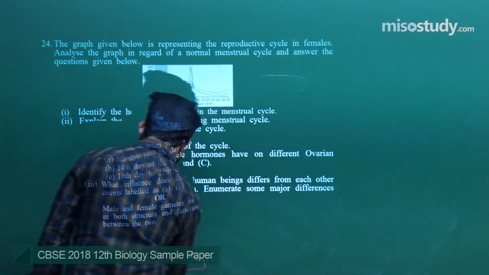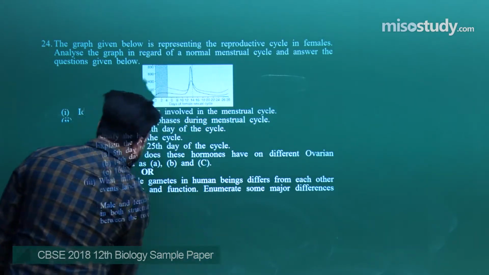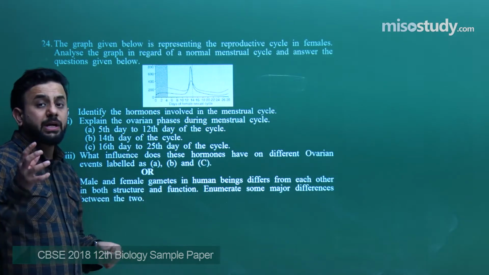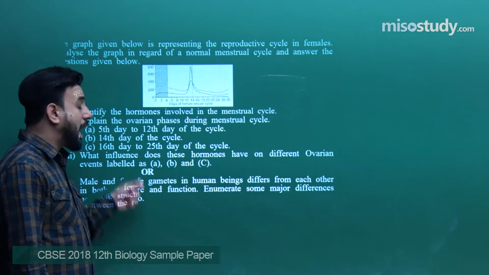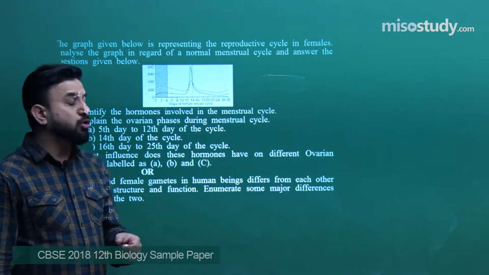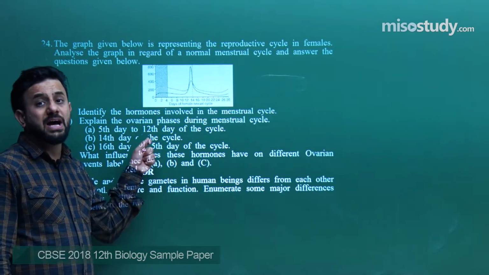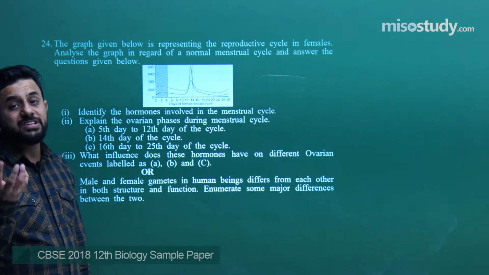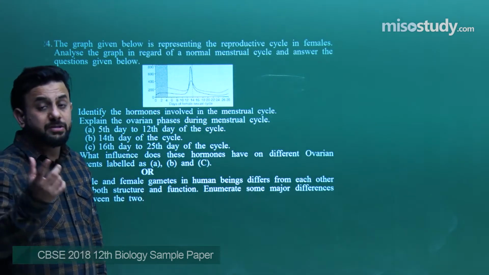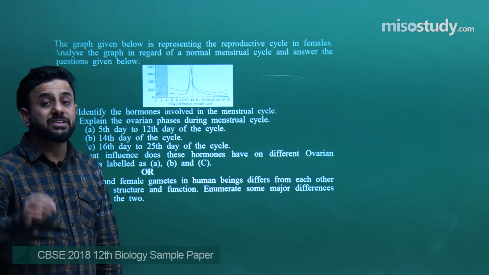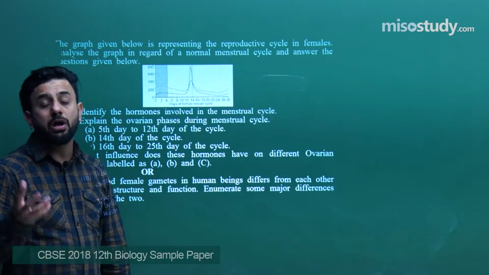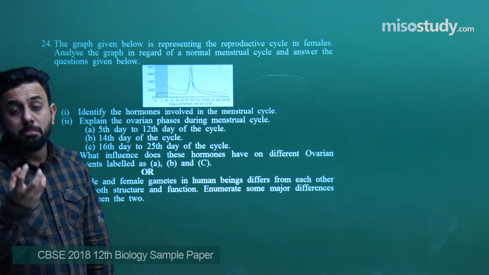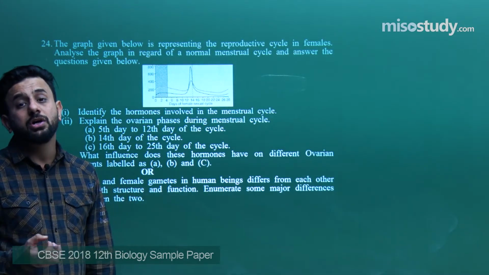That is, what is happening during the 14th day. In the later phase of the menstrual cycle, what is happening? Both FSH and the luteinizing hormone are high. On the 14th day, we will see that the luteinizing hormone is at its peak. This peak of the luteinizing hormone is called the LH surge, which will stimulate the Graafian follicle to release the hormone called progesterone, and it is this hormone progesterone which maintains the endometrium lining of the uterus.